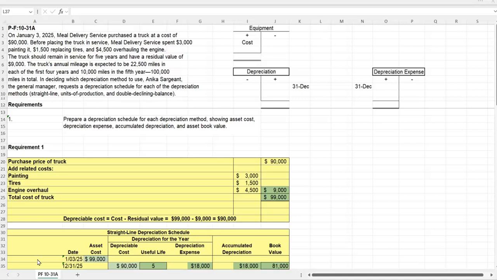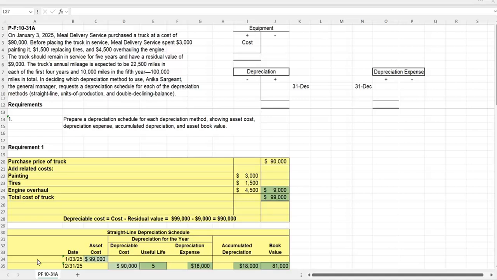And depreciation is the expensing of a fixed asset, either equipment or a building, over time, which adheres to the matching principle. We're going to match the expenses against the revenues in the period that those revenues were earned. So a fixed asset will last us several years or several accounting periods, so we're going to expense it off over time against the revenues for that particular year.